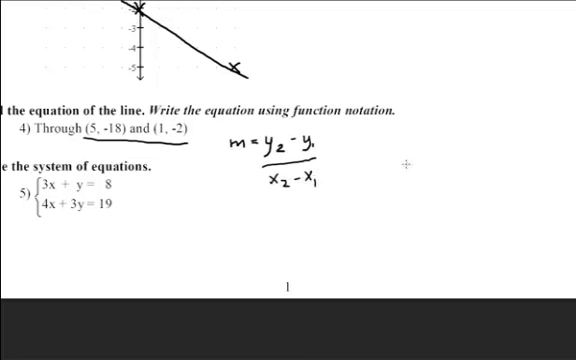Okay, right, there we go. So let's call this the second set here, okay? So y2 is -2. y1 is going to be -18, so be careful, I'm subtracting -18.